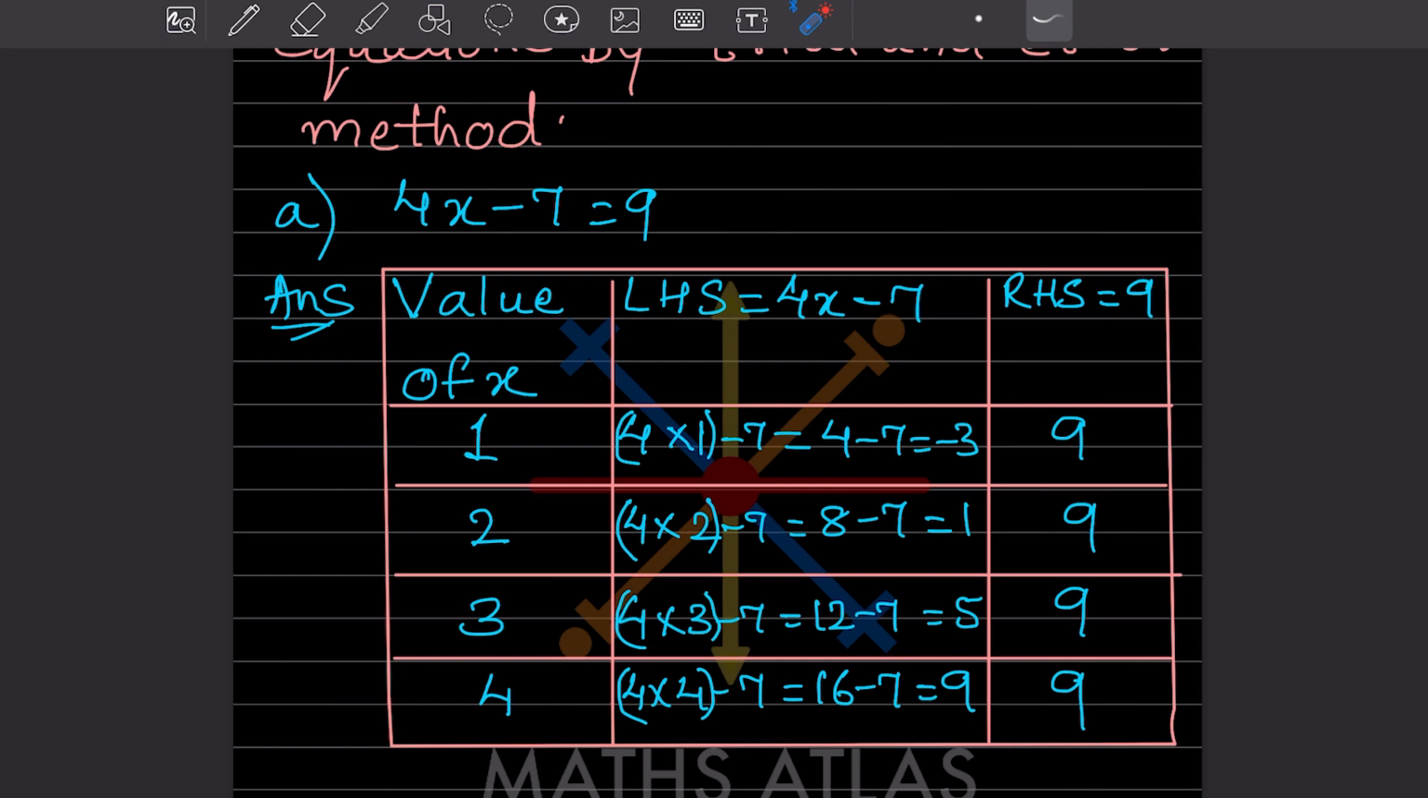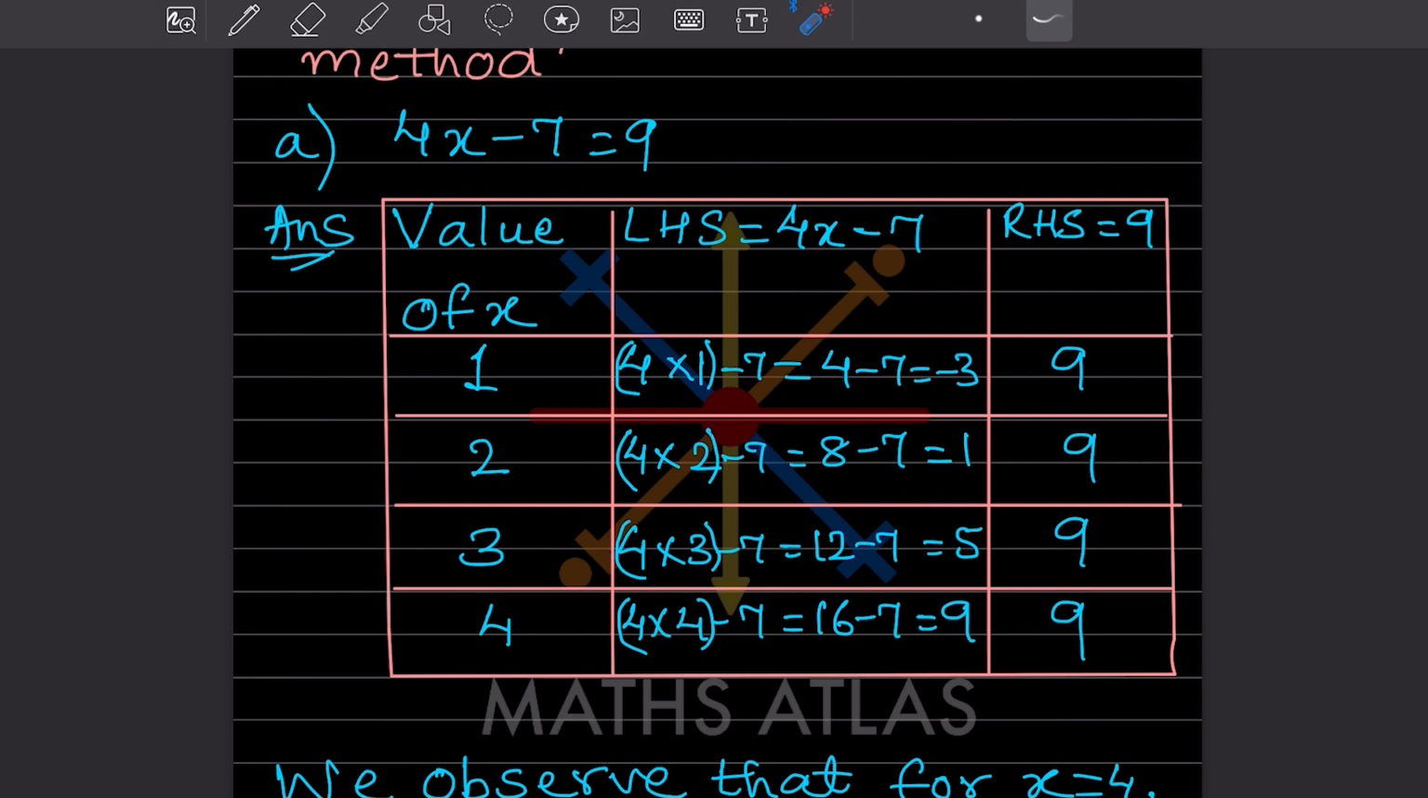So we put the value of x as 2. Again in this equation, 4 as it is, x is 2, minus 7 as it is. So 8 minus 7 is 1, and the right-hand side is 9. This also doesn't satisfy the equation. Now let us put x as 3. This is 4, x is 3, and minus 7. So 12 minus 7 is 5. The left-hand side is 5 and the right-hand side is 9. So again, this doesn't satisfy the equation.